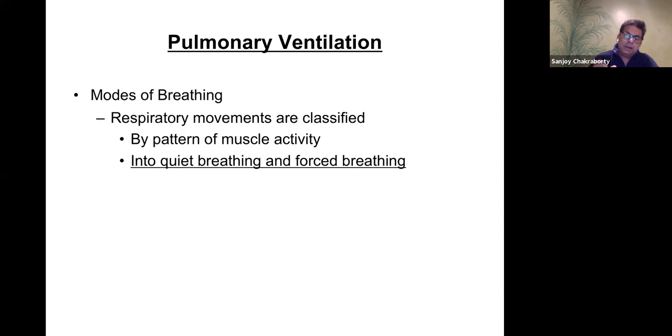You're pushing a little bit harder. So the lung volume will go down, meaning lung volume will reduce. And when the lung volume reduces, the pressure in the lung will increase, because we already know Boyle's law.